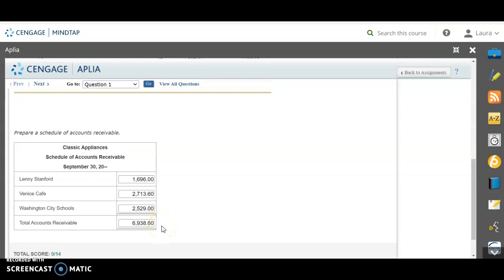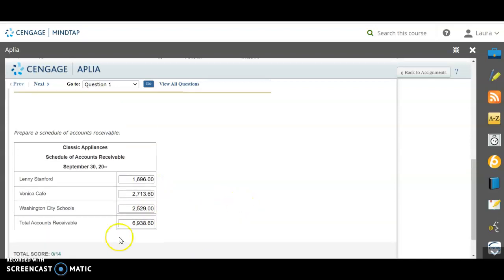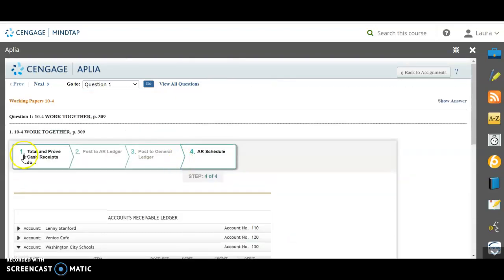And that completes our 10-4 work together. I know it's 4 steps. I know it seems like a lot, but it's pretty easy, a little tedious, I know. So just take it slow, make sure your debits and credits are balancing, and you're really careful with these cents so that you're not leaving anything out or transposing a number. So go ahead and finish this 10-4 work together and move on to the on your own problem.